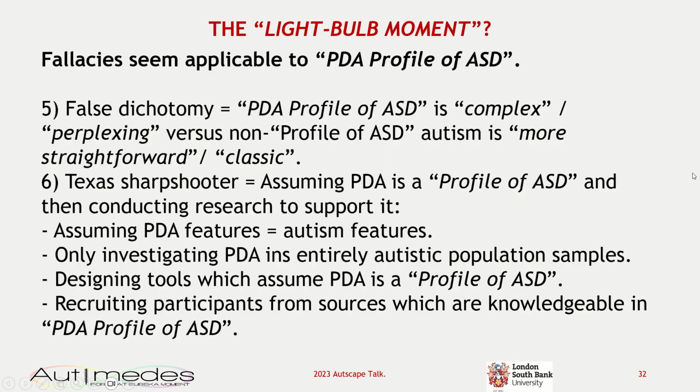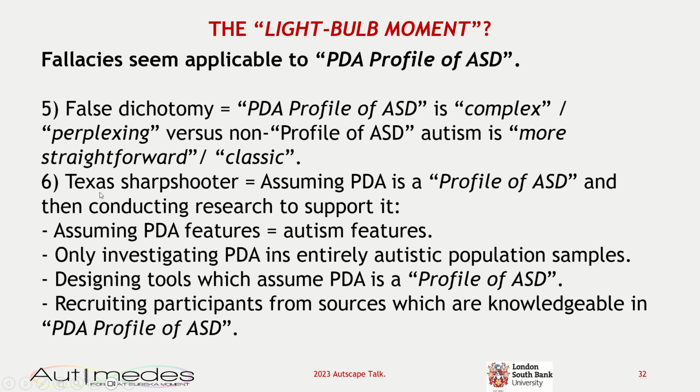So yeah, getting on to the last two fallacies that seem to be applicable. So there's a false dichotomy. So there's a dichotomy of PDA profile of ASD being complex or perplexing versus non-PDA profile of ASD autism, which is meant to be more straightforward or classic. And this goes back to that quote from Ruth Fidder, which I mentioned earlier.